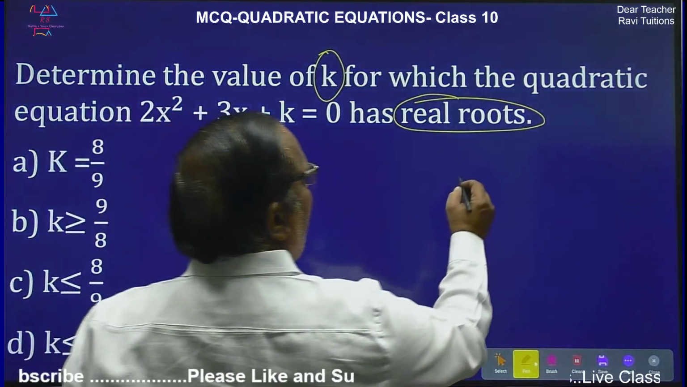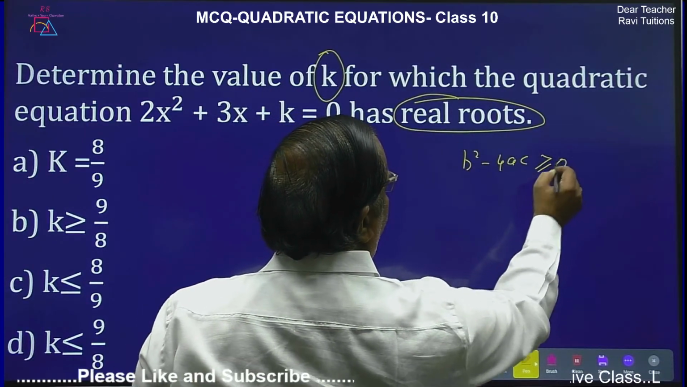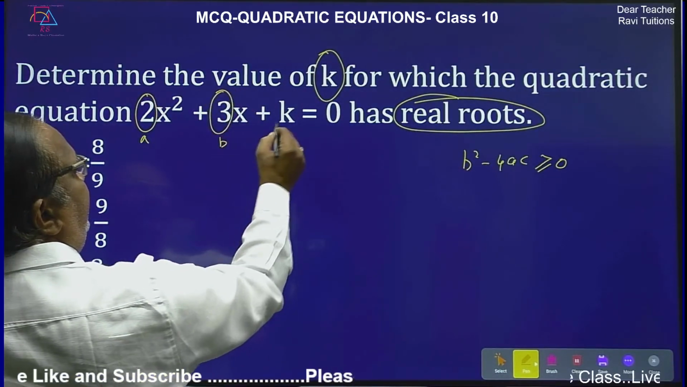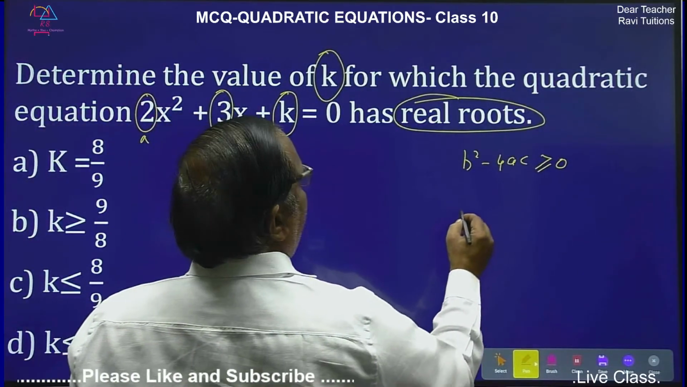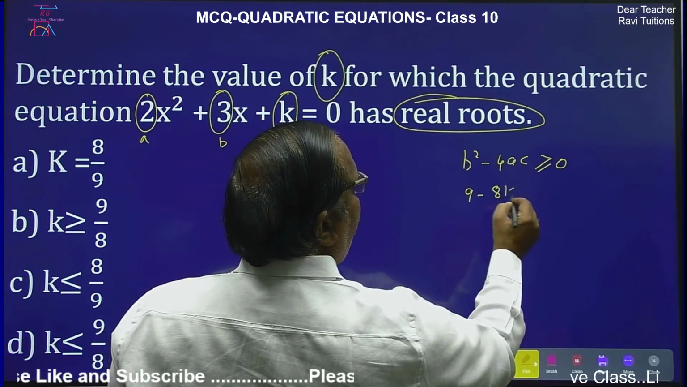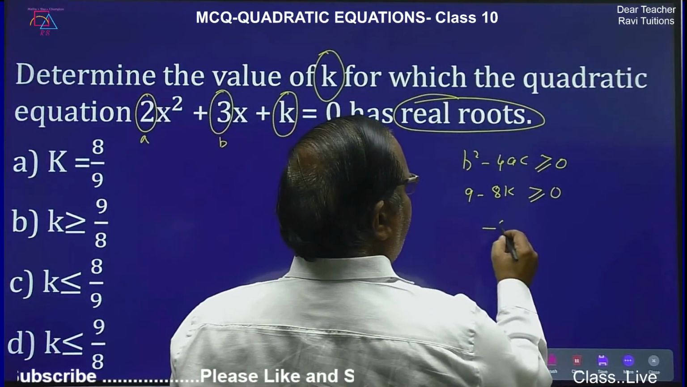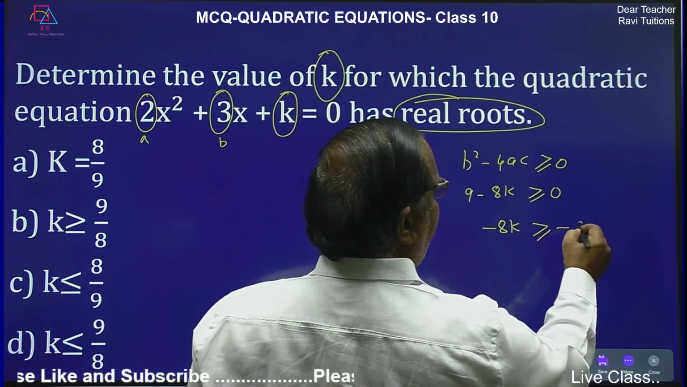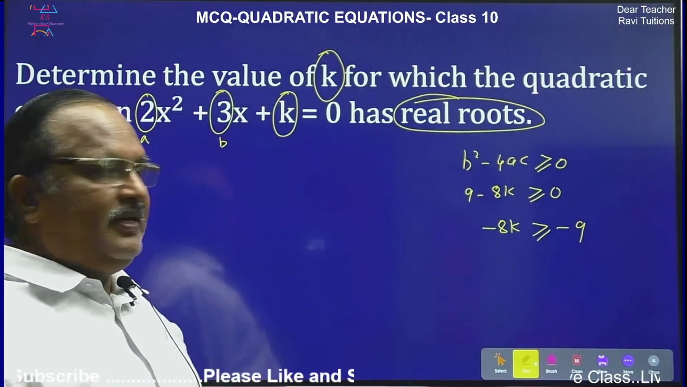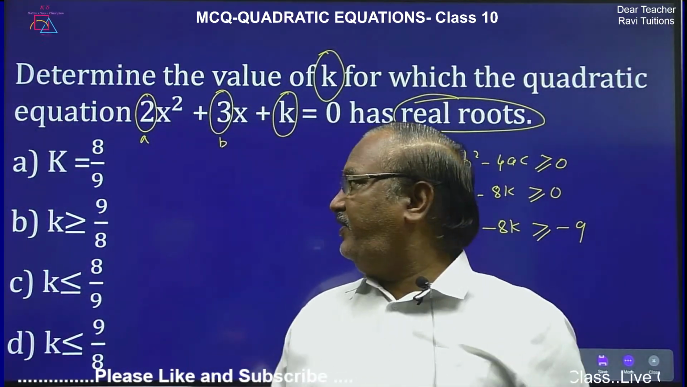Now our condition for real roots is b square minus 4ac greater than or equal to 0. Put these values: a is equal to 2, b is equal to 3, and c is equal to k. So 3 square is 9, 4ac is 8k, and 9 minus 8k is greater than or equal to 0. So minus 8k is greater than or equal to minus 9. A question has come on this typical thing. So then k is 9 by 8, k is greater than or equal to 9 by 8.